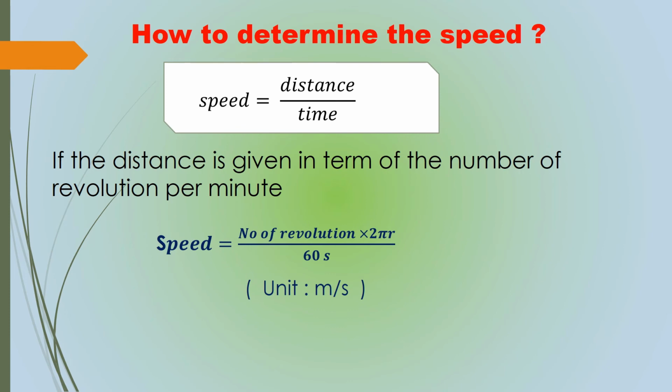If the distance is given in terms of the number of revolutions per minute, how to determine the speed in the SI unit, which is meter per second? So for conversion of the speed when you have the number of revolutions, it is the number of revolutions times 2 pi r, the distance taken to complete one revolution, per 60 seconds, which is 1 minute. Then you get the SI unit for speed, meter per second.